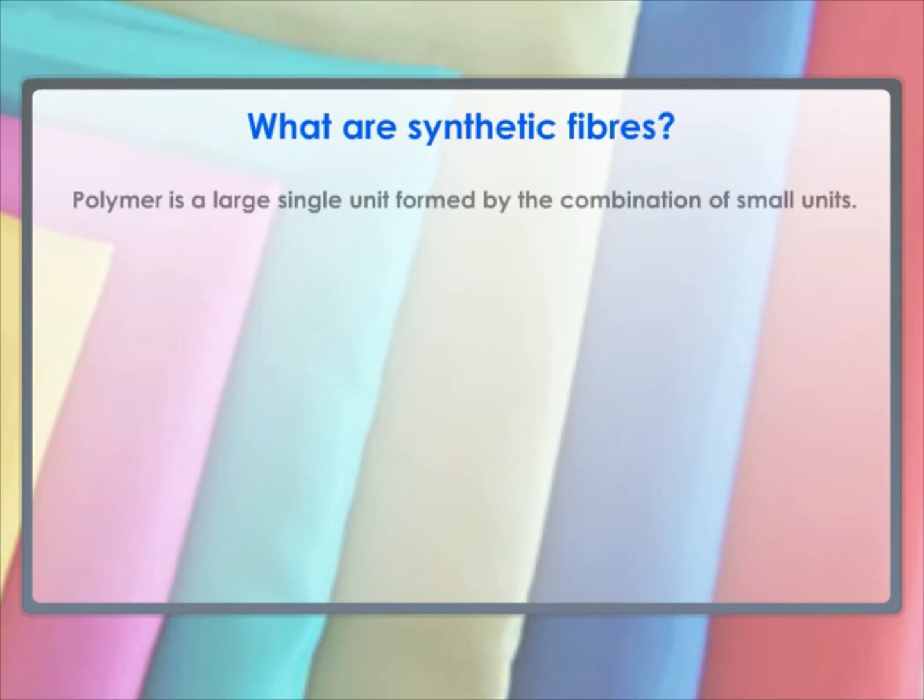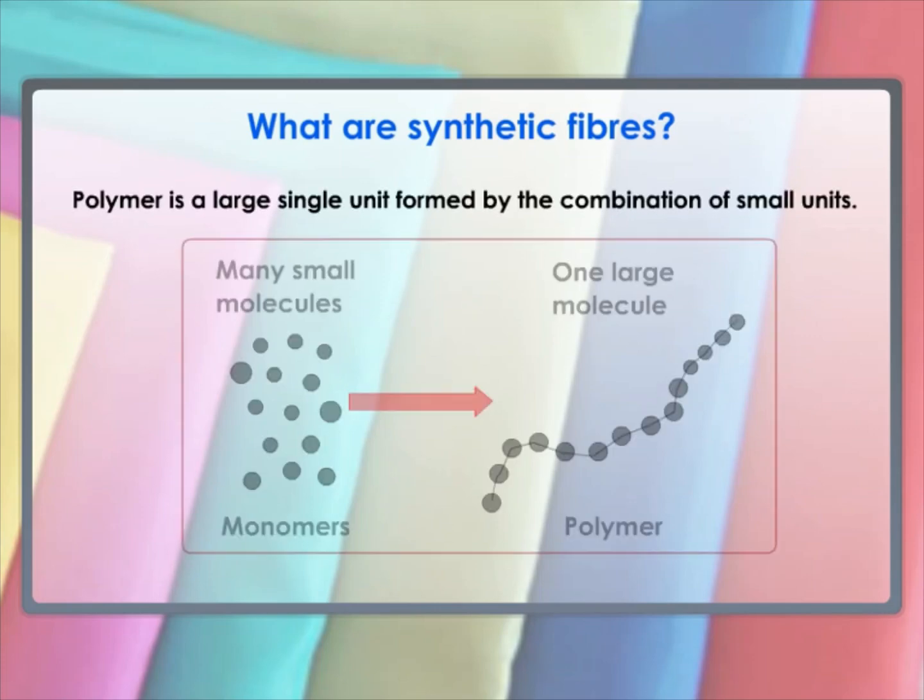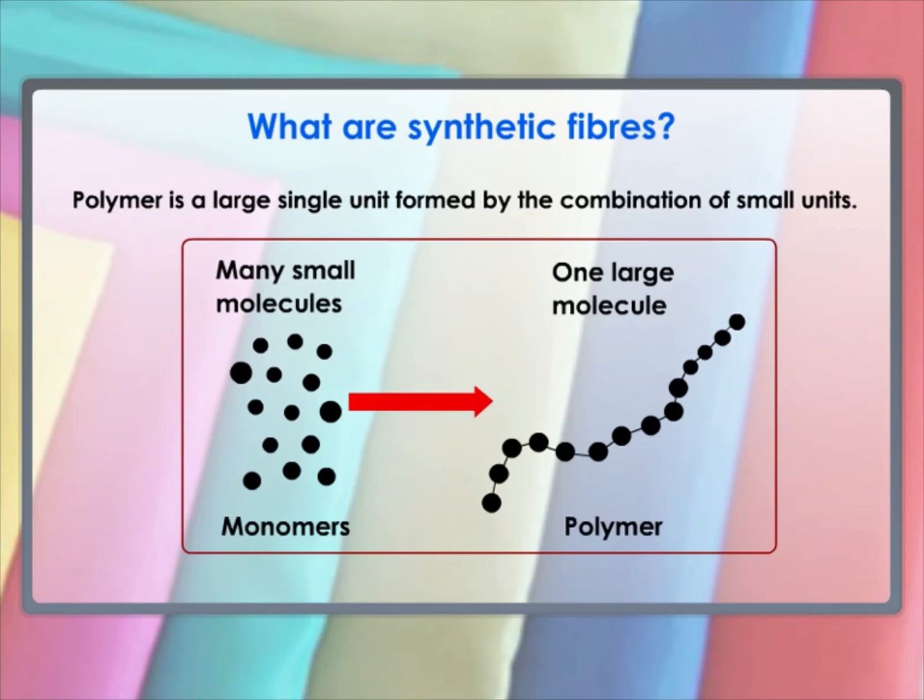A synthetic fiber is also a chain of small units joined together. Each small unit is actually a chemical substance. Many such small units combine to form a large single unit called a polymer. The word polymer comes from two Greek words, poly meaning many and mer meaning part or unit. So a polymer is made of many repeating units.